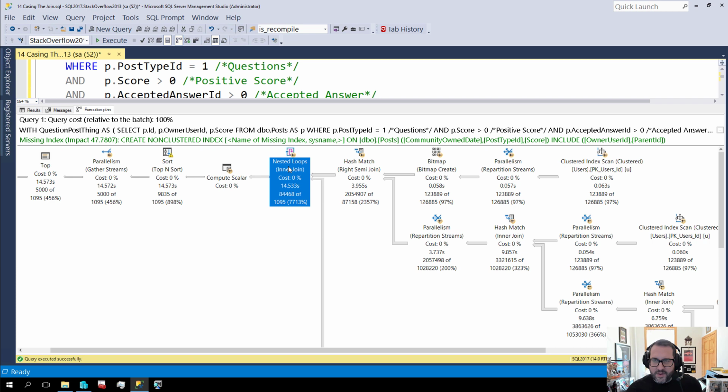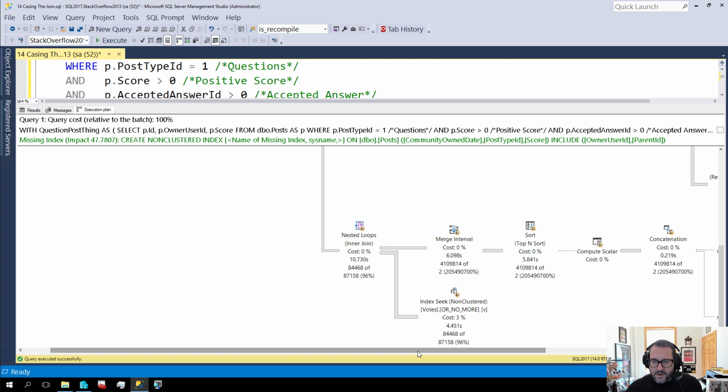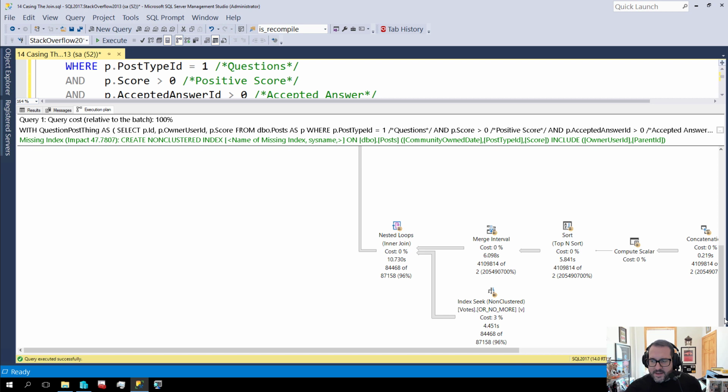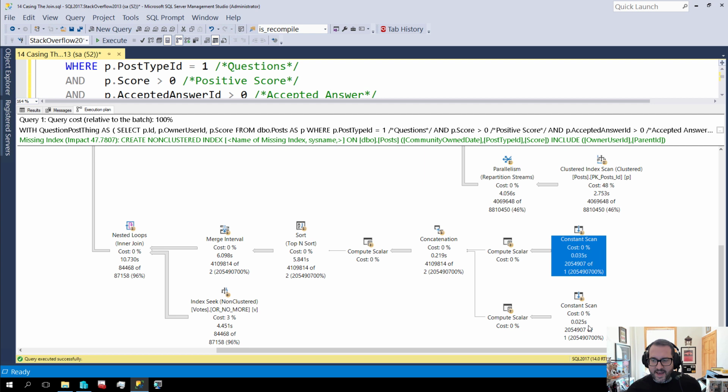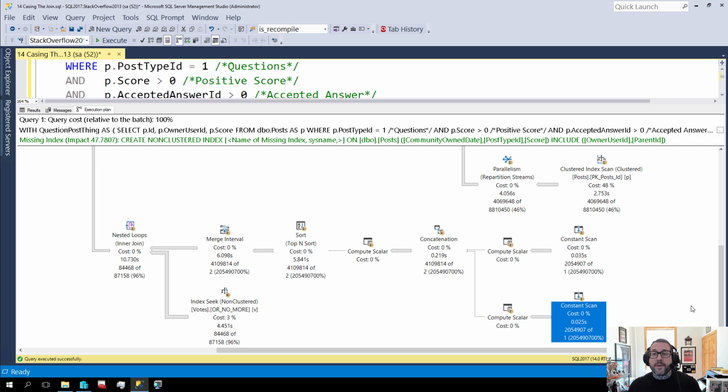If we scroll all the way down and all the way over, we can start to see where our problems arise. So let's take a quick step back. Notice this hash join right here. The number of rows that come out of this hash join is 205.4907. If we go back down to where we just were, we have two constant scans that each produce 205.4907 rows out of one. A slight misestimate. Itty-bitty misestimate.